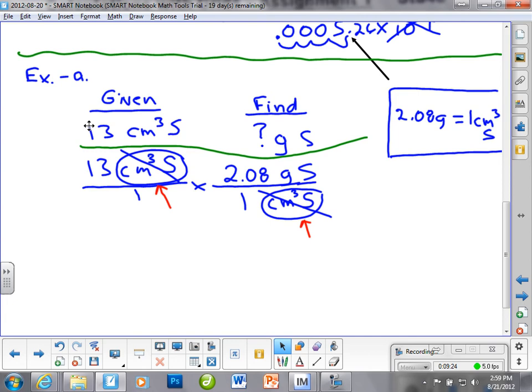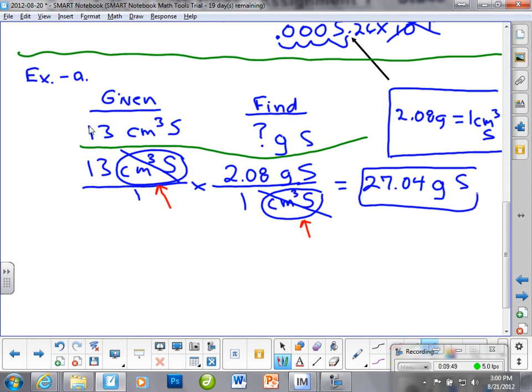On my calculator, it comes out to 27.04. Now, in this particular problem, we only have 2 sig figs. If you know about sig figs, you know my answer has too many numbers on it. I'd have to cut this off at 27. But we'll talk about sig figs tomorrow, and that's going to make more sense to you. But this is grams of sulfur, and we have just completed the problem.